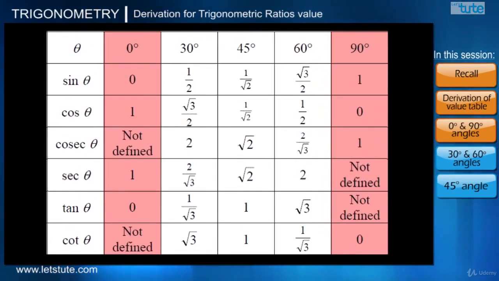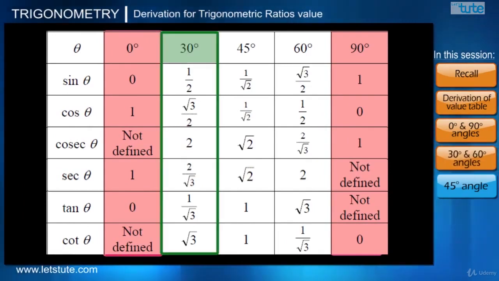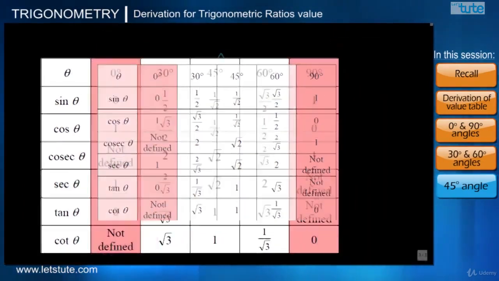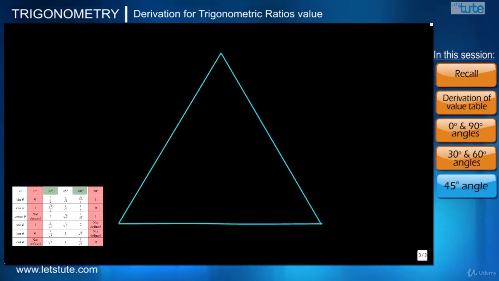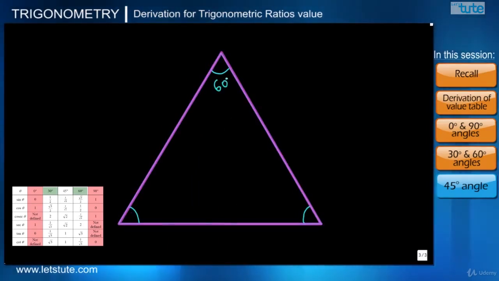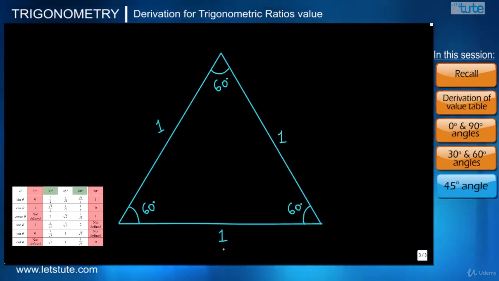So this was the logic behind the trigonometric value of the pair of angles 0 and 90 degrees. Let's now move on to know for the pair of angles 30 and 60 degrees. Here we consider a triangle with all three angles and sides equal. So each angle will be of 60 degrees and say sides are of 1 unit.